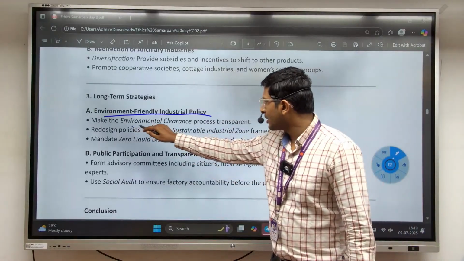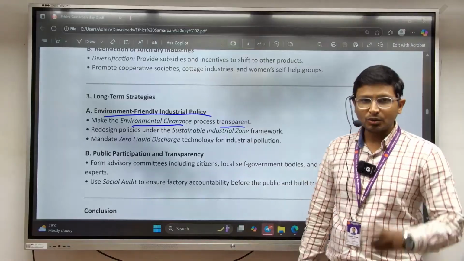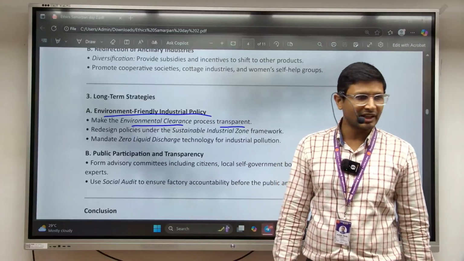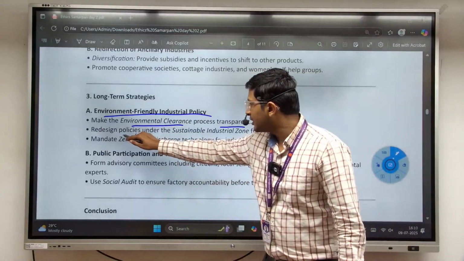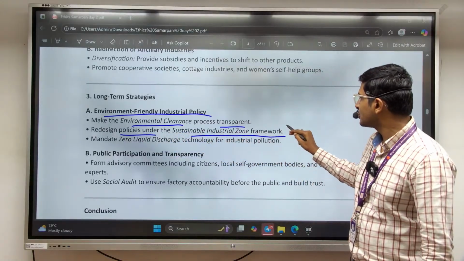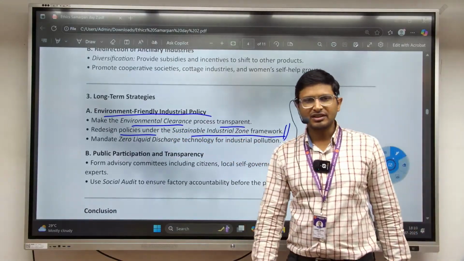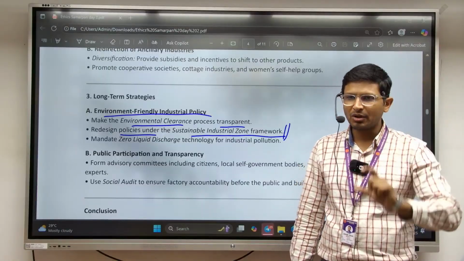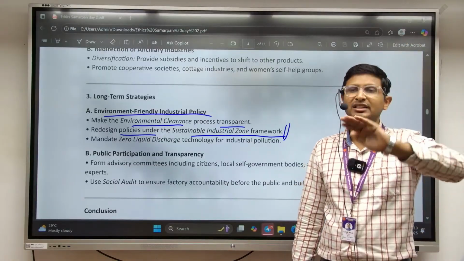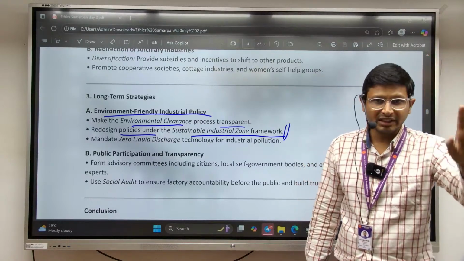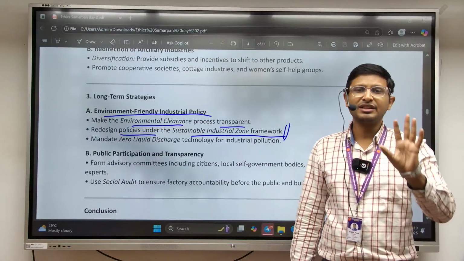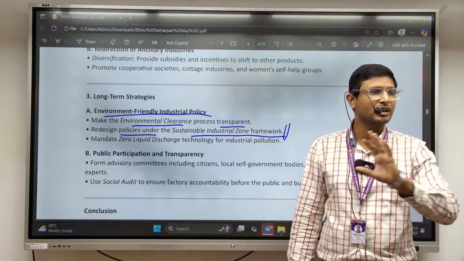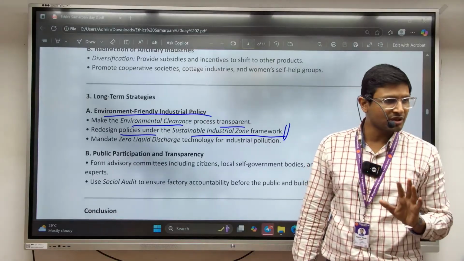To make the environmental clearance process transparent, how the clearance has been given, keep it transparent. Then redesign policies under the sustainable industrial zone framework. Sustainable industrial zone framework हमारे पास है, उसके हिसाब से पॉलिसी बनाओ. उसमें ये दिए गए सारे मेजर्स दिए जाते हैं कि अगर कोई इंडस्ट्री बन रही है, so what measures the industry should take so that it will not do any kind of environmental destruction.